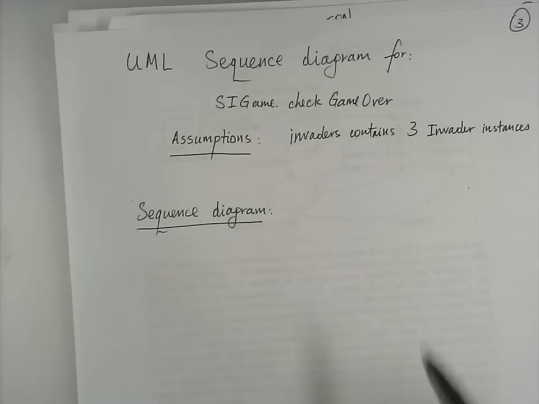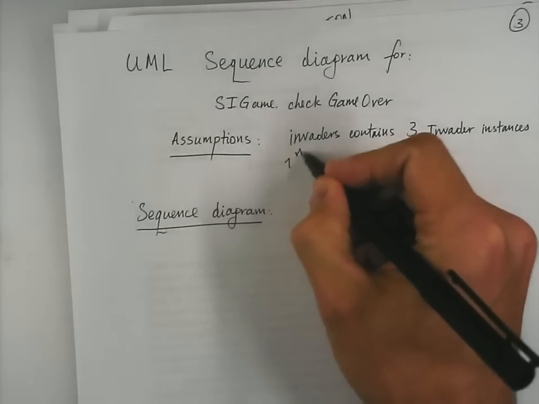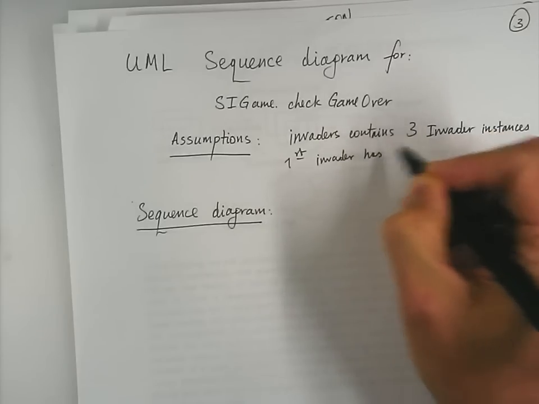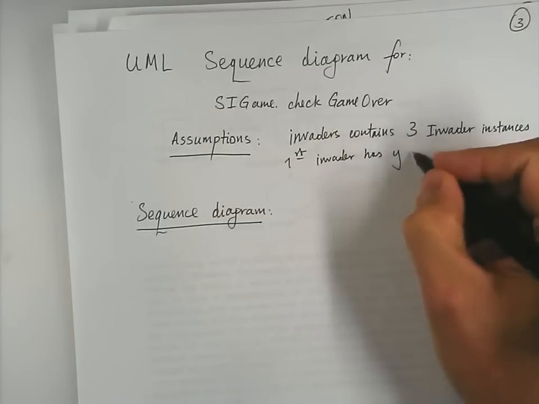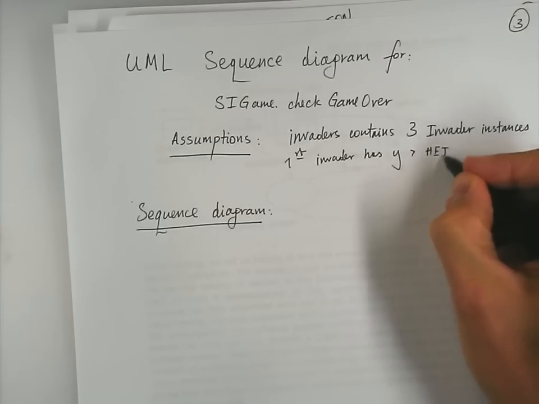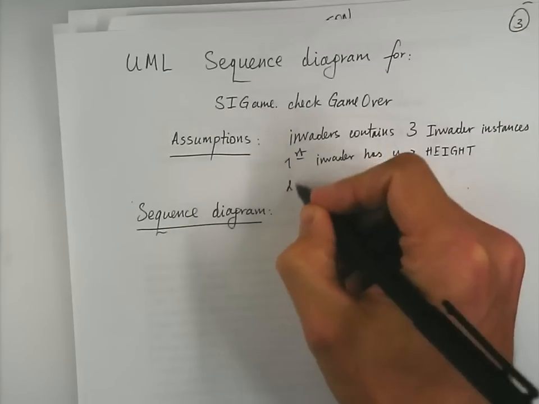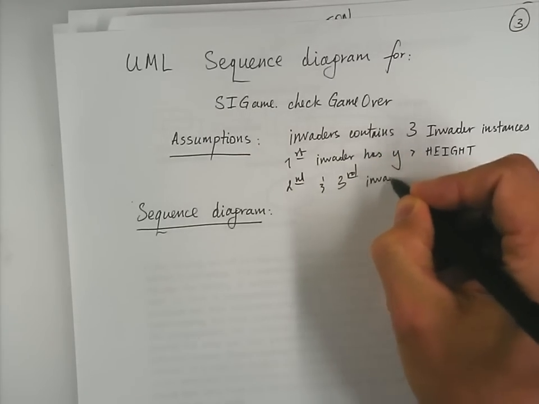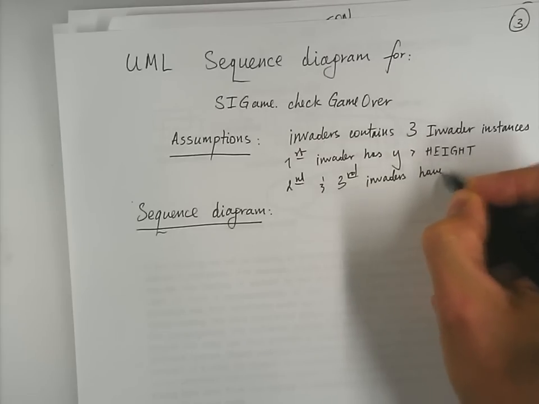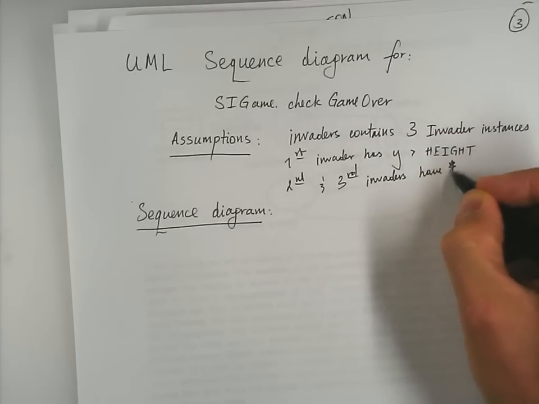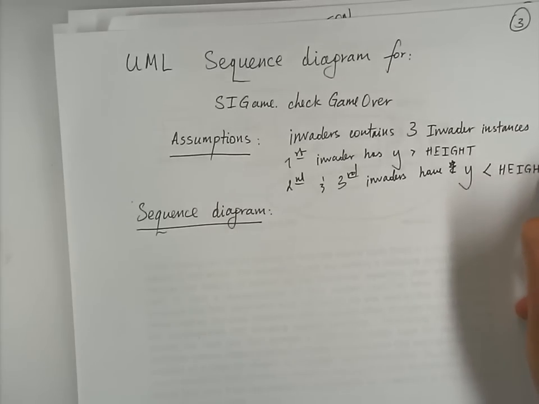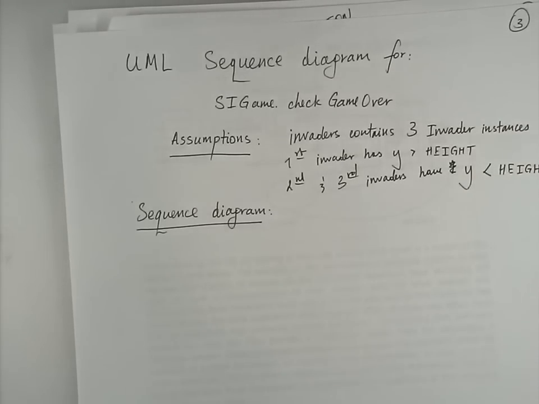So I have 3 invaders, and so now I'll say, for the first invader, y, let's say it's greater than height, which is this constant in the program. And now I'll say the second and third invaders have height y less than height. You all see why I need this assumption?